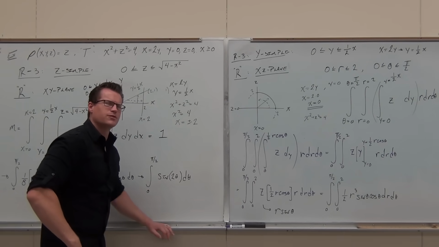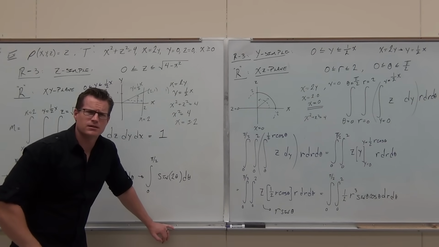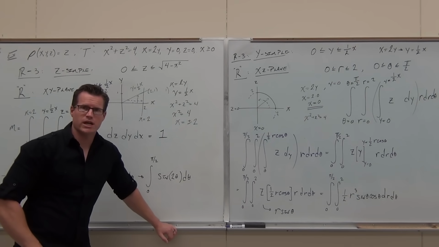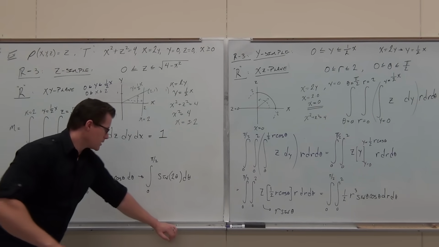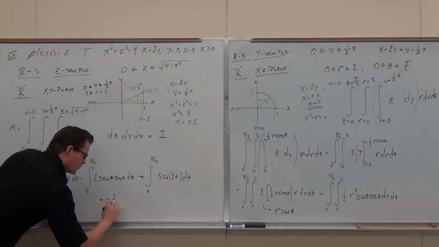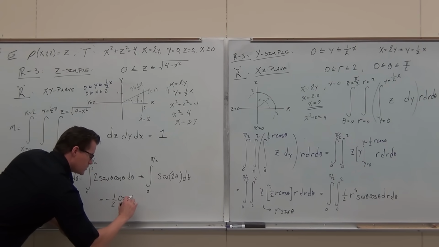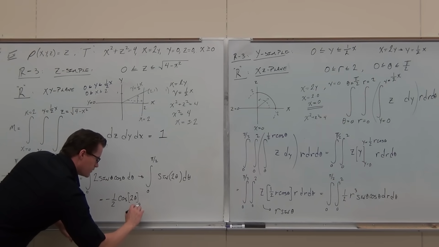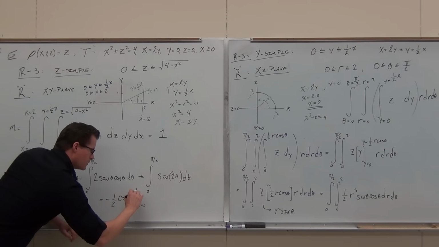Well, what's the integral of sine? Negative cosine. Okay, negative cosine. And then this is the opposite of a chain rule. U sub is the opposite of chain rule. So instead of multiplying by 2, you divide by 2. So this would give you negative 1/2 cosine 2 theta, and theta is going from 0 to pi over 2.